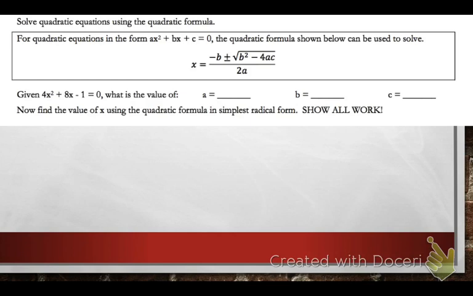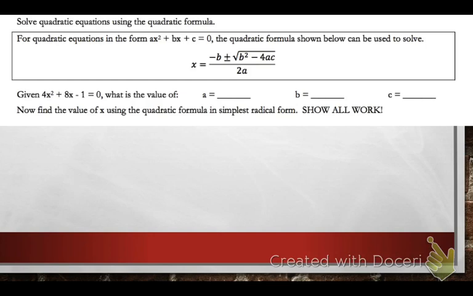So now we're going to solve quadratic equations using the quadratic formula, which is printed there for you on your study guide. The first thing you want to do when you're solving a quadratic using the formula is to pick out your values of a, b, and c.